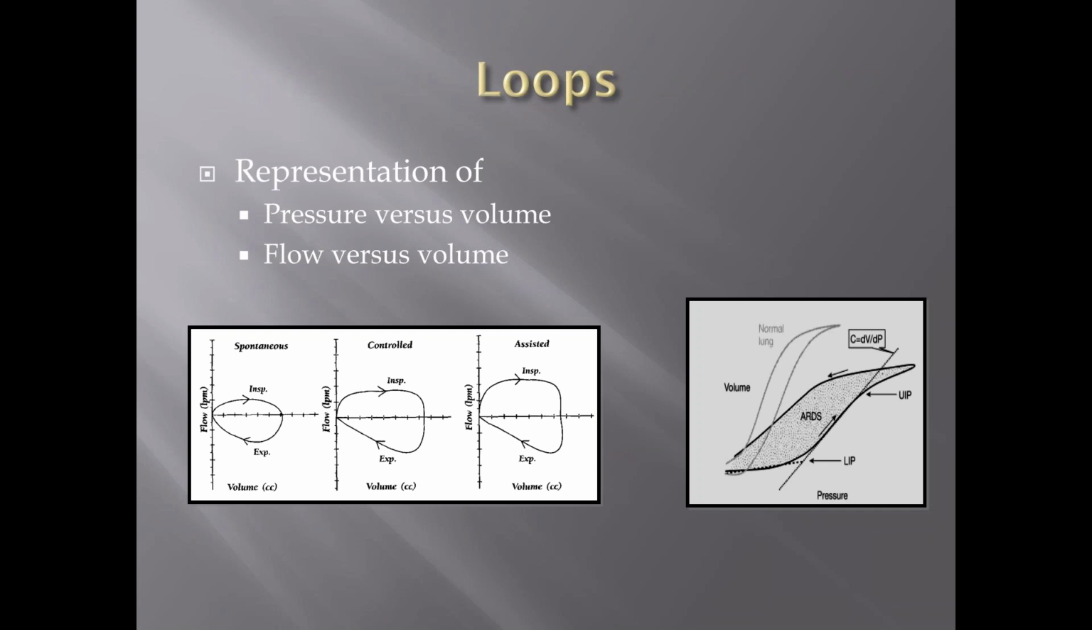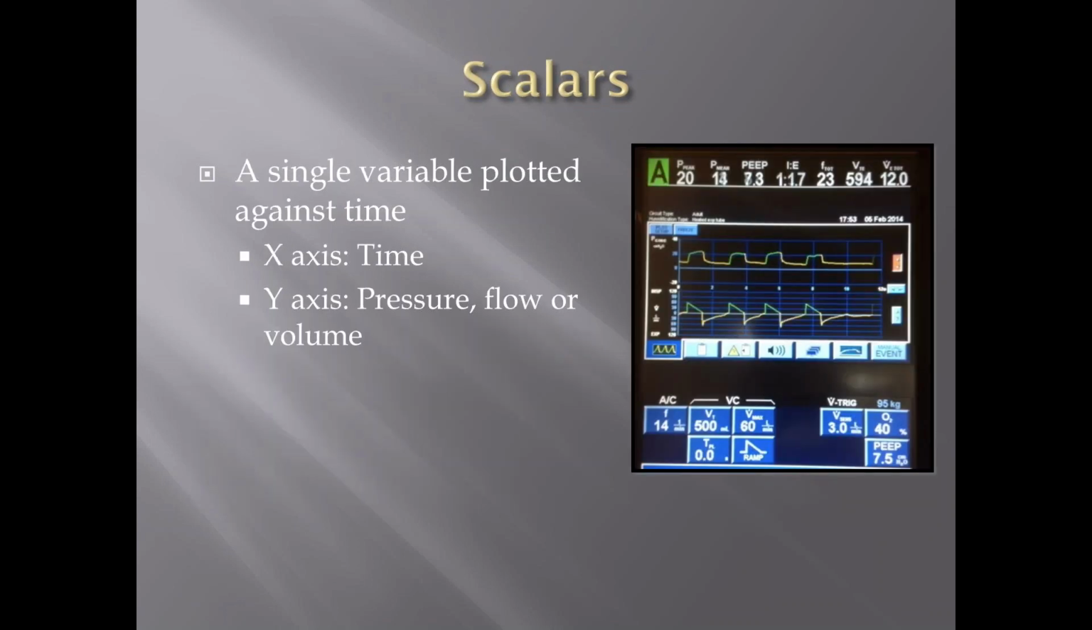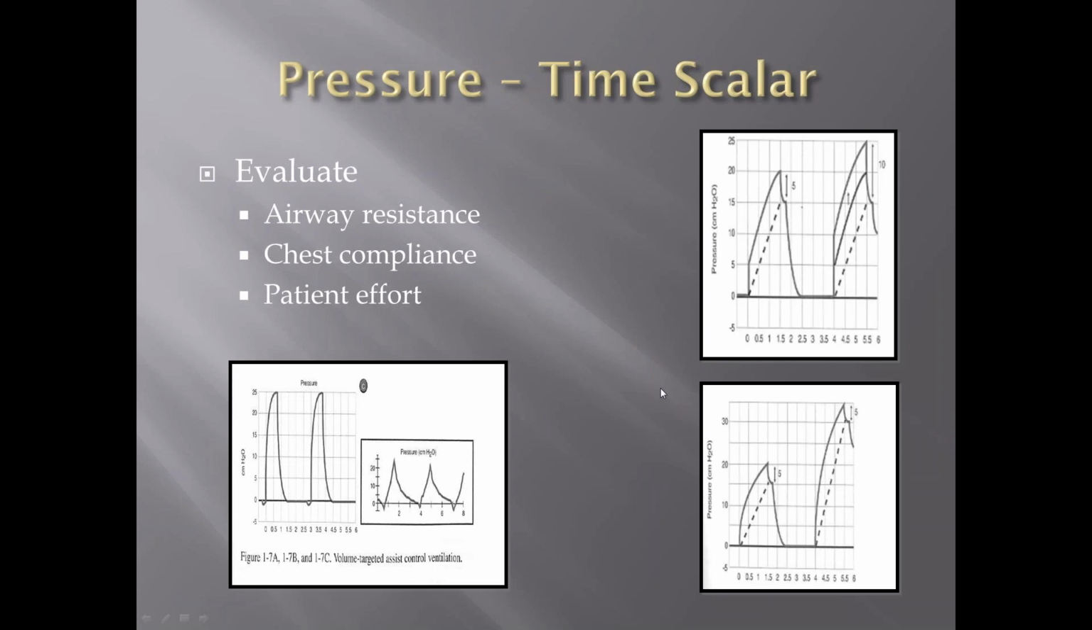So this is an example of a loop. Sometimes we also look at these on the ventilators as well, especially when we're looking at compliance and other parameters. All right, and this is a scalar, just what we're usually looking at. So time here, and then pressure on the y-axis, or flow on the y-axis. The pressure time scalar can be really helpful. This is probably the most helpful one. We'll go in order of most helpful to least helpful. We look at airway resistance, compliance, and patient effort.